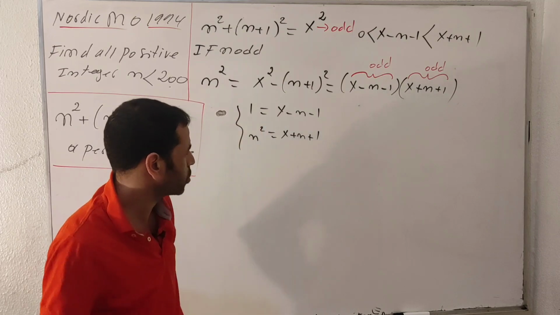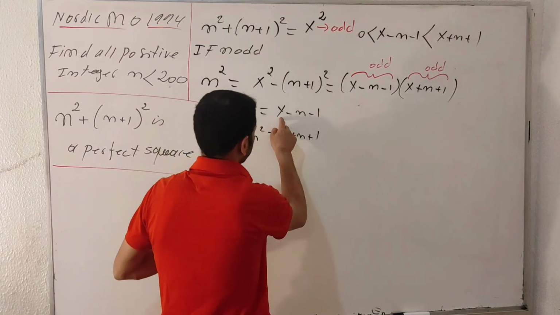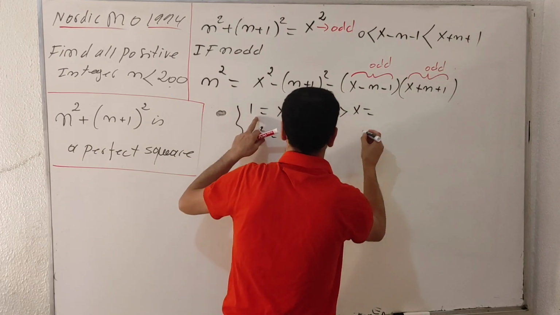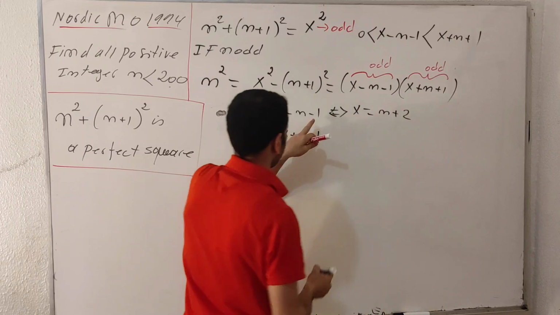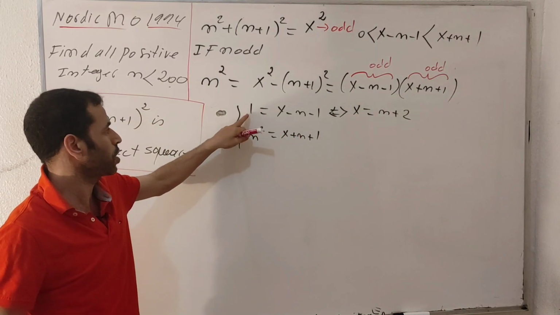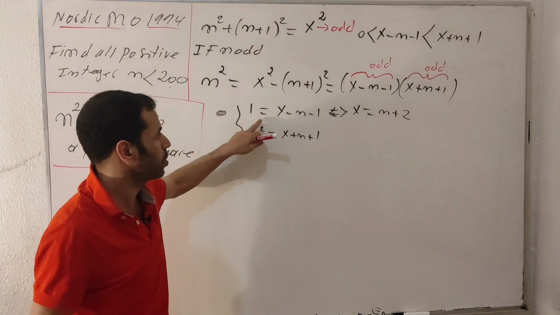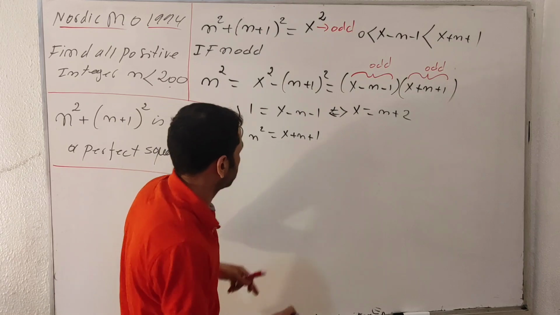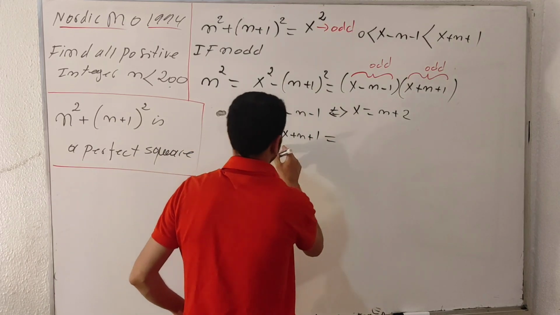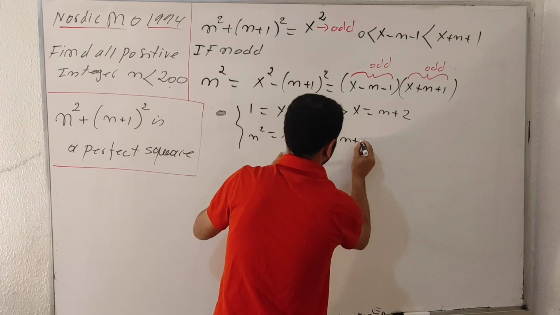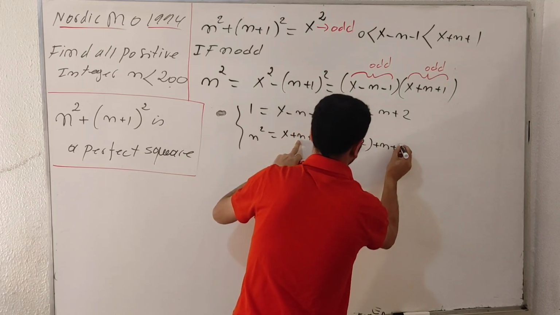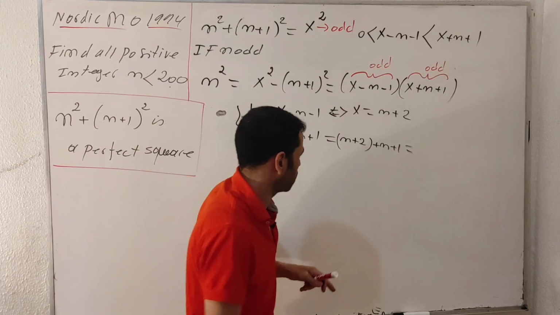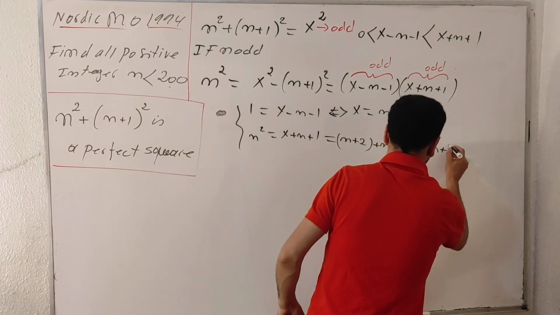Now I'm simply going to solve this system. I'm going to extract x from the first equation. I will have x equals n plus 2, as taking minus 1 to the left becomes 1 plus 1, which is 2, plus n. Now I'm going to take this fact and insert it into the second equation. So I will have n squared equals (n plus 2) plus n plus 1. Simplifying, n plus n gives us 2n plus 3.